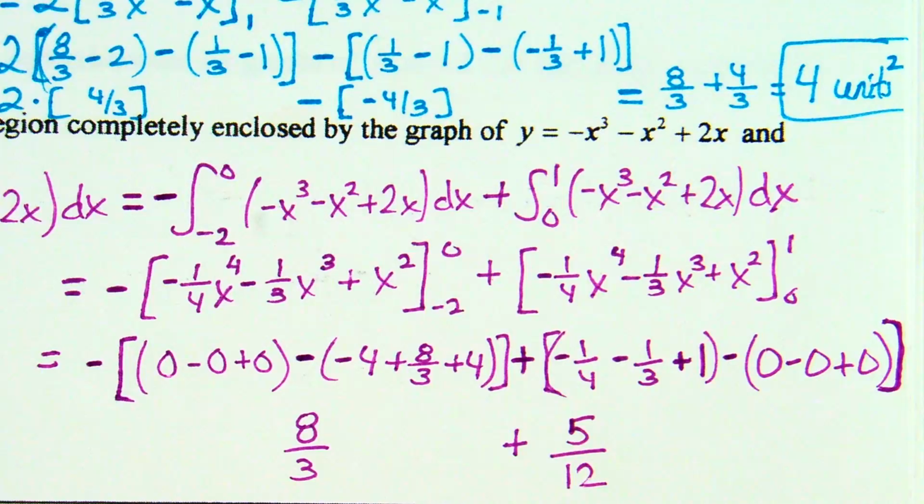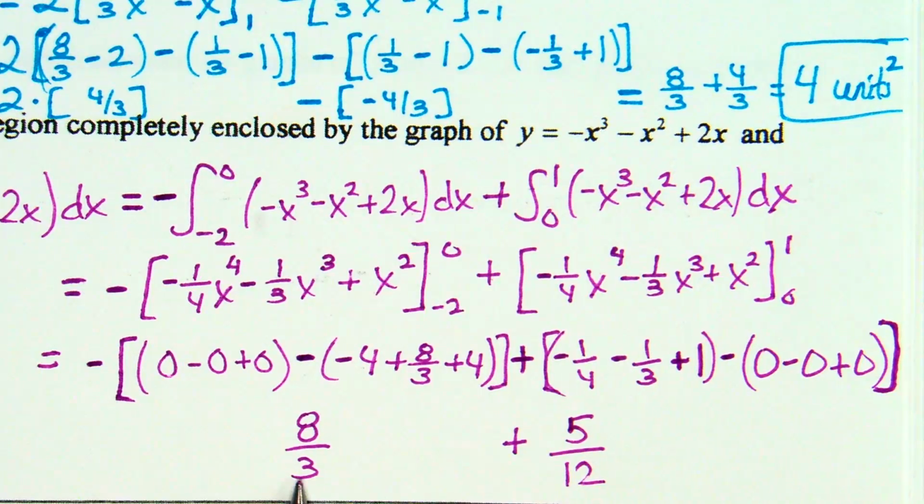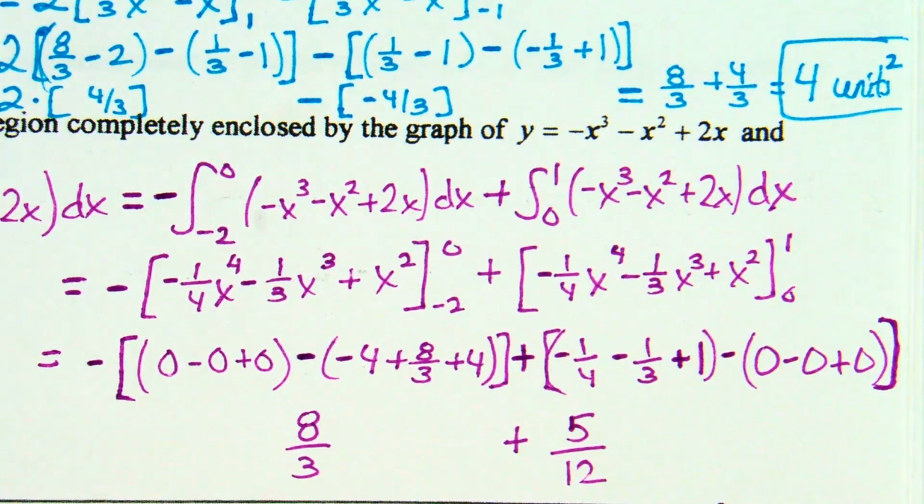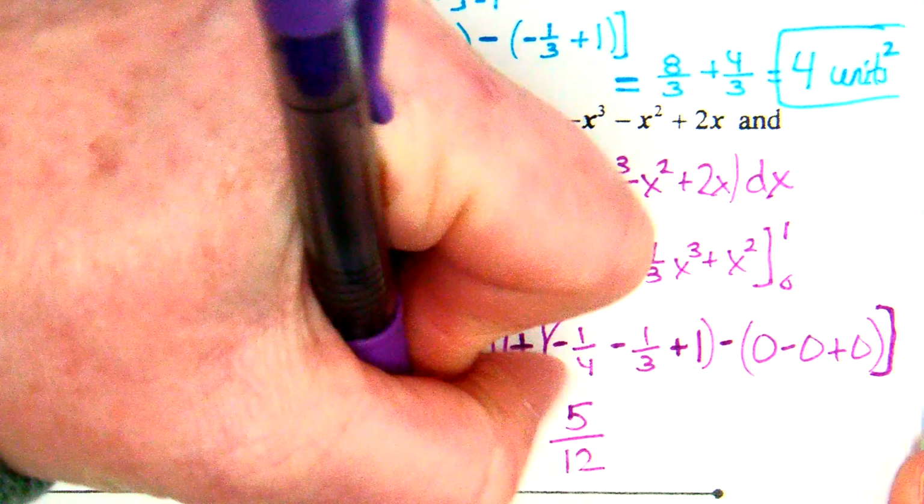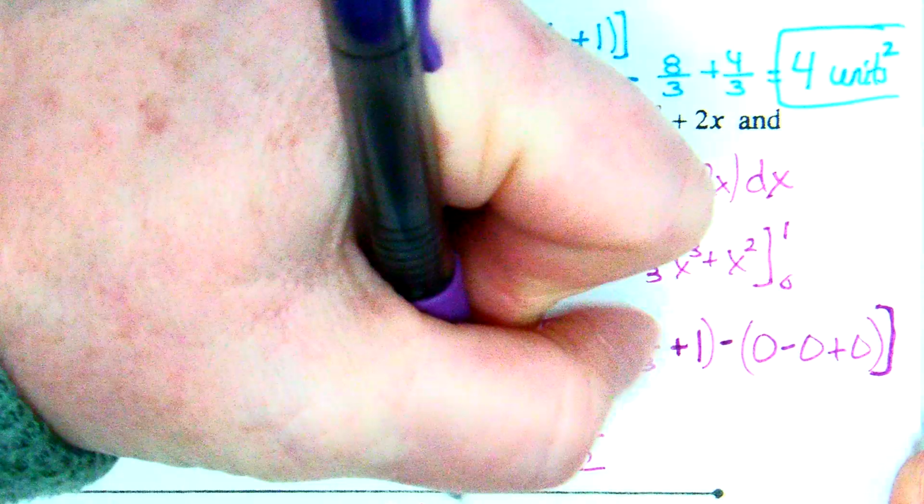Now, if the common denominators aren't working in your head, write it out, yes? 8/3 plus 5/12. This needs to be 12, so multiply by 4. 32/12 plus 5/12 makes it 37/12. 37/12 units squared.